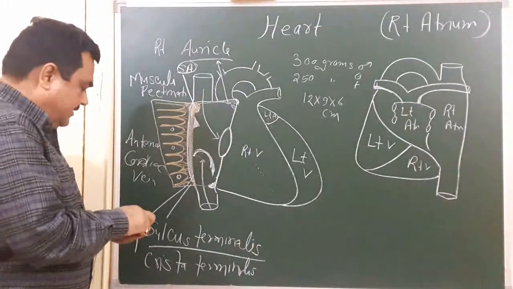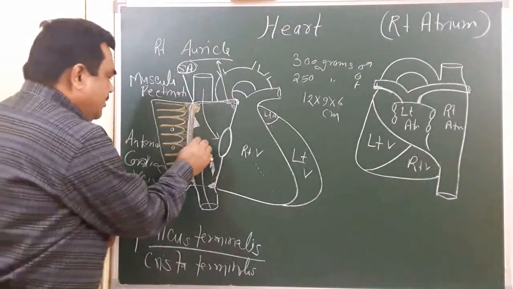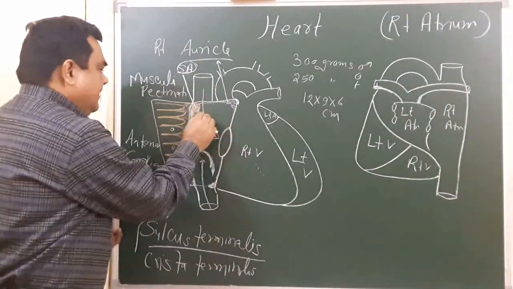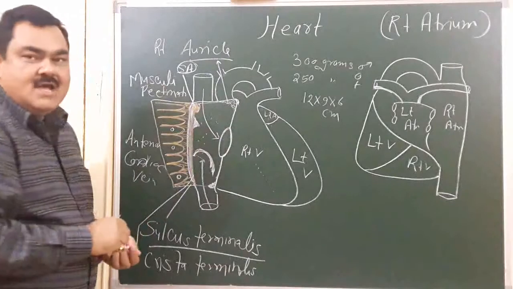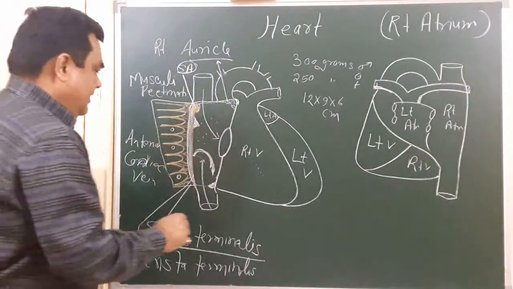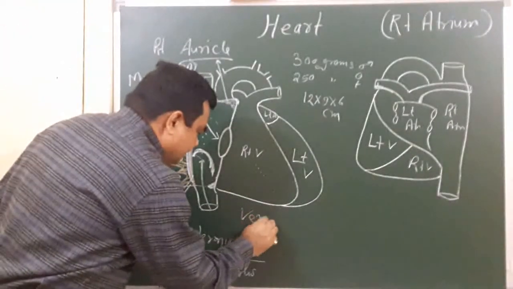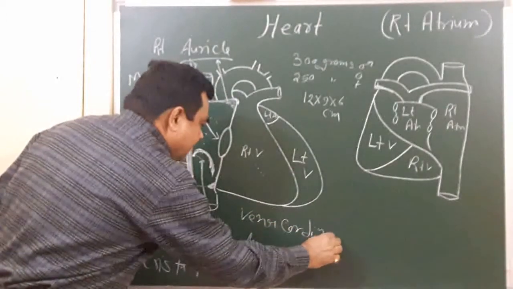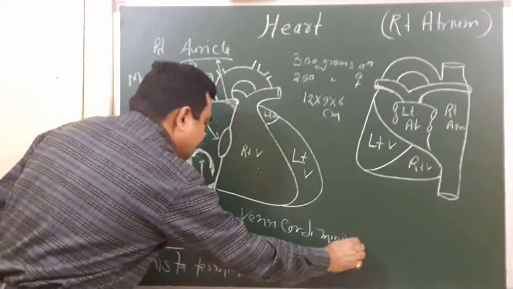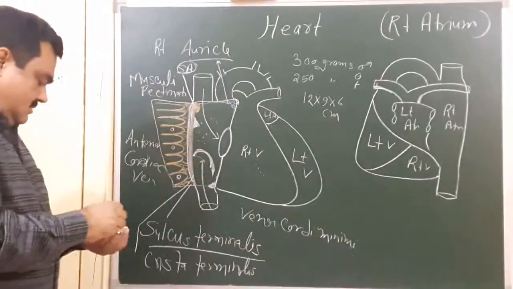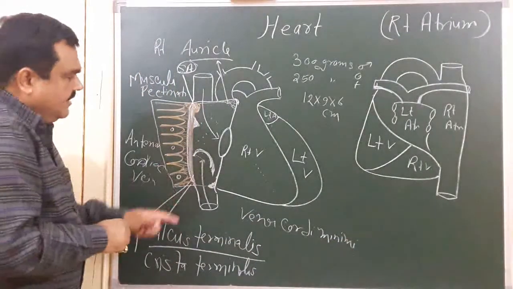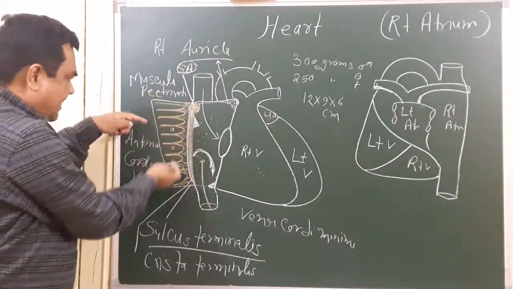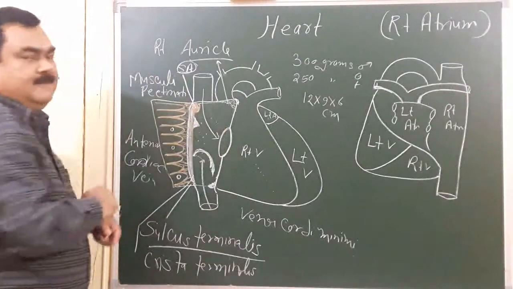Another thing, there are numerous small veins opening here. These are known as venae cordis minimae. So this is the posterior wall. You have seen the anterior wall. This is the anterior wall, and this is the posterior wall.